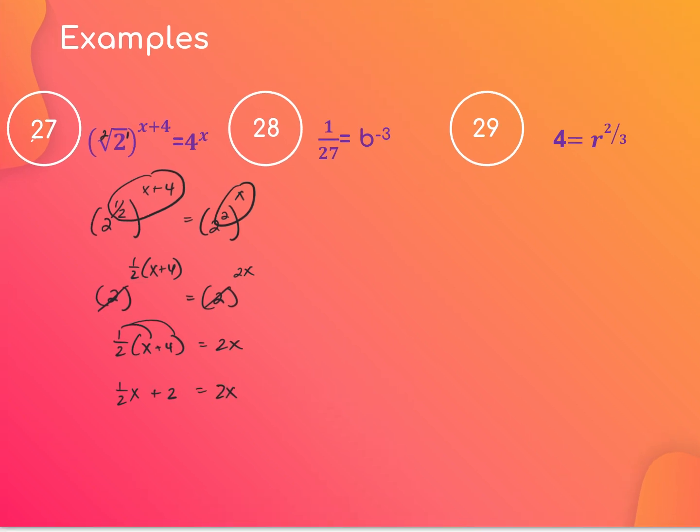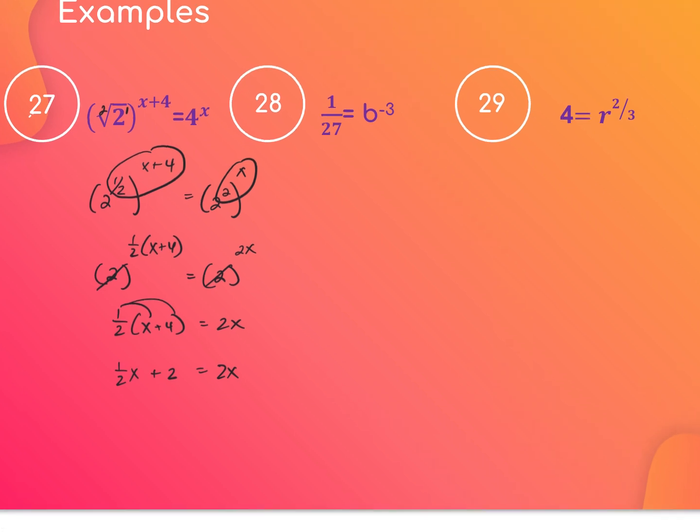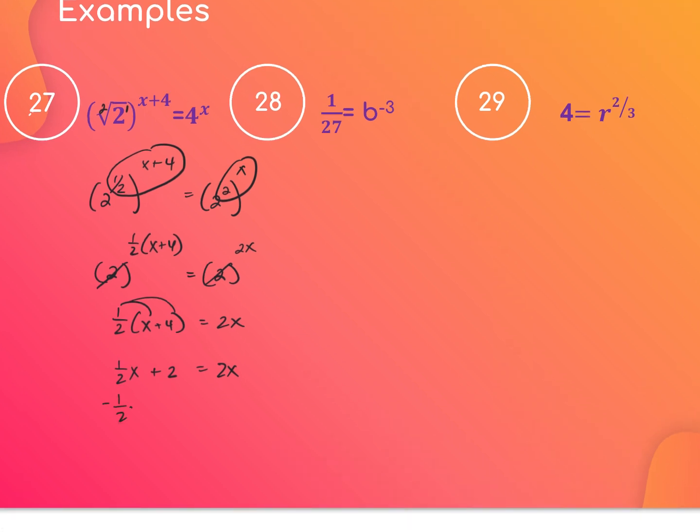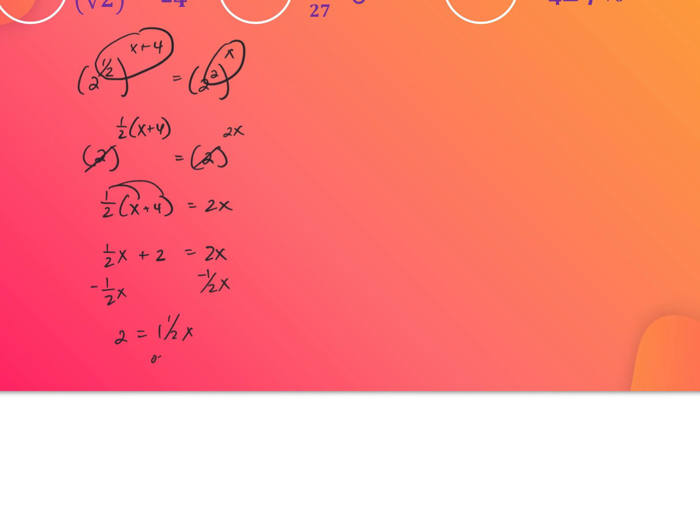Now, I could work with the half here. I'm not a fan of working with the half, but I can. I can subtract 1/2 x from both sides, okay? I know that's going to be 2 equals 1.5 x, or I can say 2 equals 3 over 2 x, and I know that I'm going to multiply by 2/3 to get this to x, right? So I'm going to get x equals 4/3, and that is the answer.